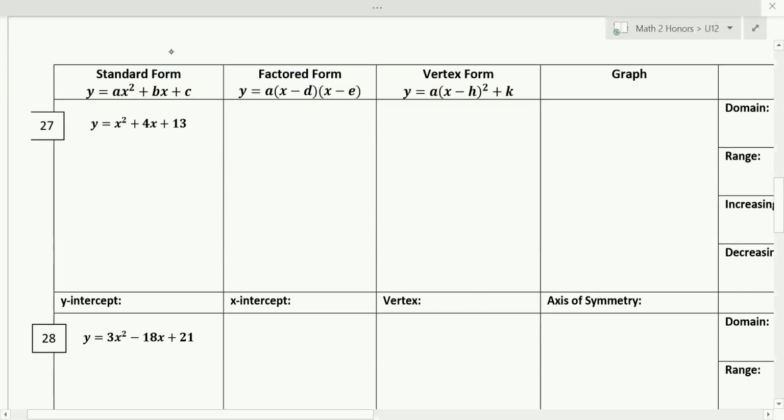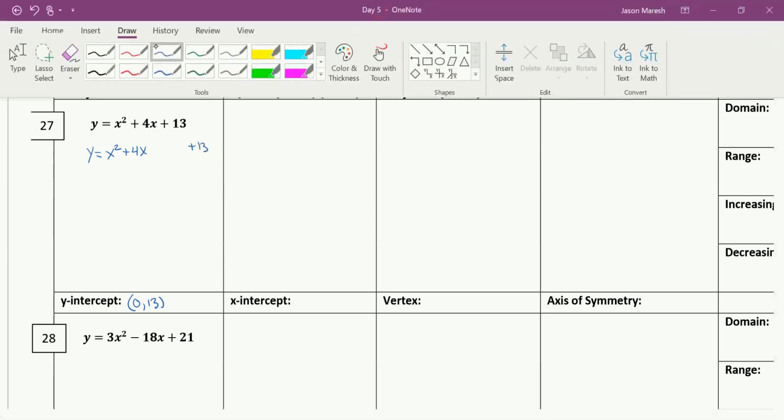Number 27, does it factor? No, it doesn't factor. Y-intercept: if you plug in 0, you get 13. And then x squared plus 4x. I want to add something to this to complete the square. What do you guys end up adding?